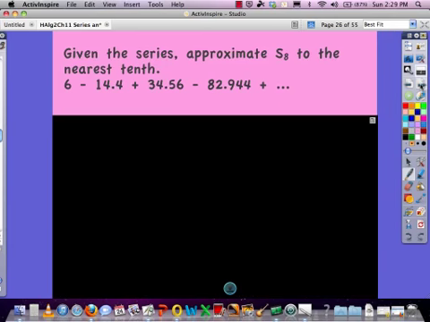So here's an example. Given the series, approximate S sub 8 to the nearest tenth. Now again, remember, this isn't just find the 8th term. It is the series of 8 terms, and you have to sum them or add them together. So you can see here we have our first term, our second term, our third term, our fourth term, and then etc. They didn't show you the other terms, and nor do we need to generate them based on what we just showed you in the formula.